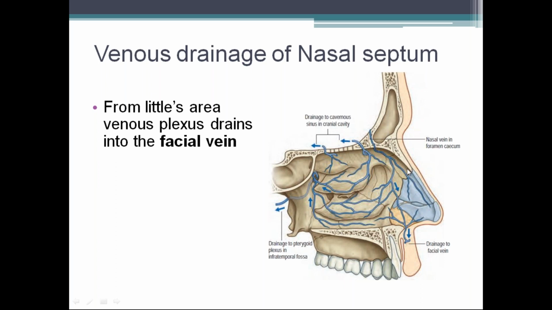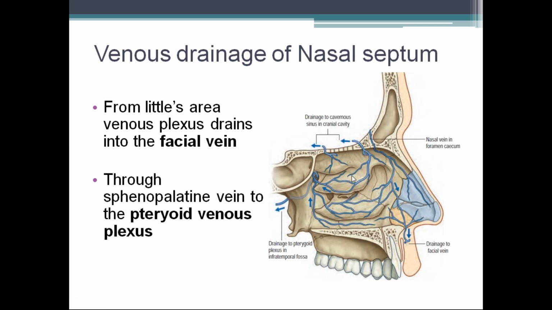So the anterior part, mainly from Little's area, the venous plexus will drain into the facial vein. Okay, and from the posterior part through the sphenopalatine vein, it drains into the pterygoid venous plexus in the infratemporal fossa. Okay, so these are the two important venous drainages of the nasal septum.